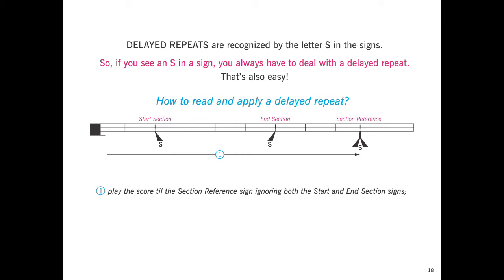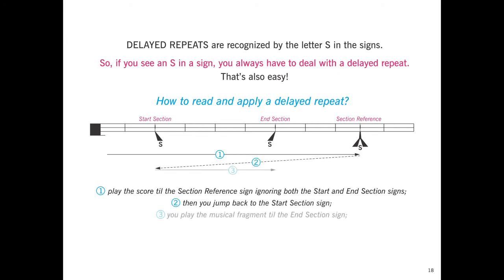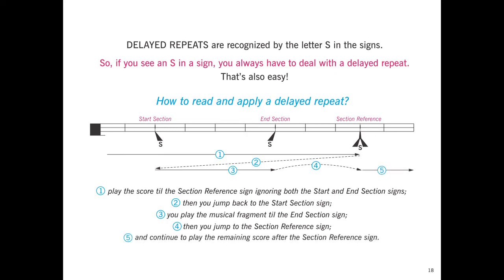Play the score till the section reference sign, ignoring both the start and end section signs. Then, you jump back to the start section sign. You play the musical fragment till the end section sign. Then you jump to the section reference sign. And continue to play the remaining score after the section reference sign.